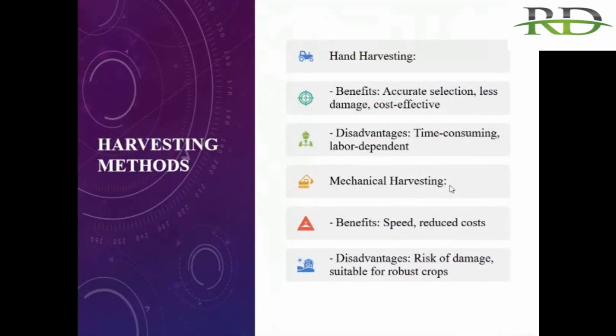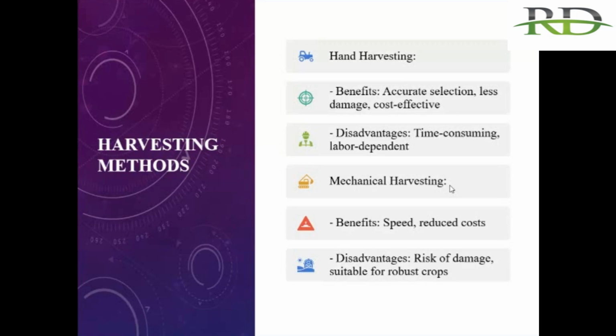We have to be more cautious about harvesting methods also if we have to address the post harvest losses. There are two methods: hand harvesting and mechanical harvesting. Hand harvesting has accurate selection, less damage, and is cost effective. But the disadvantage is that it is time consuming and labor dependent. If labor is not there, you can't do it. A farmer alone cannot harvest such a large quantity of produce.